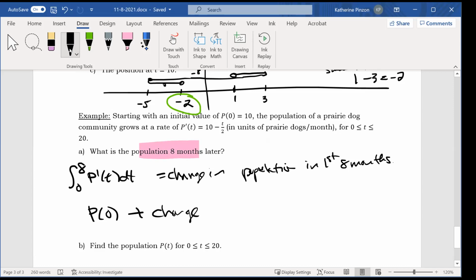I'm going to find that integral. That tells me the change. That's not my answer. That's how much different it is. You use the starting point, and then you add the change to it. Okay, let's integrate this guy by hand. That'll be fun.